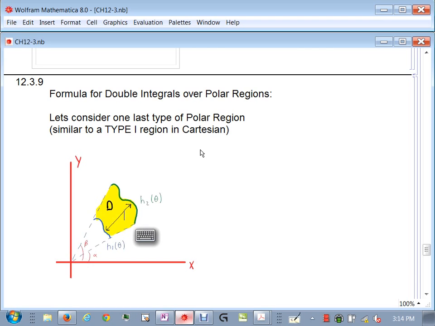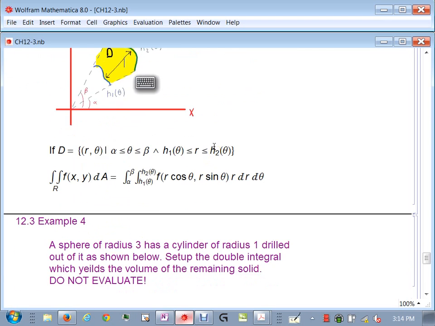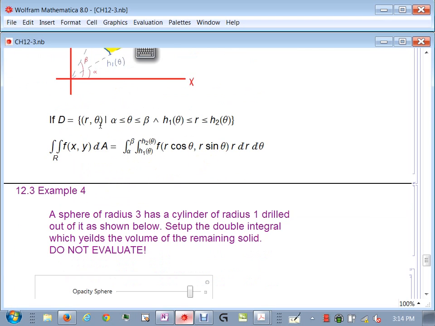So if you have a type 1 polar, where your theta is between alpha and beta, two constants, and your radius is between two functions of theta, h1 and h2, then your double integral, the order will matter now, right? Alpha to beta, and then h1 to h2. F is still going to be converted. There's my r. Don't forget your r there. Then dr d theta. I cannot switch that order.